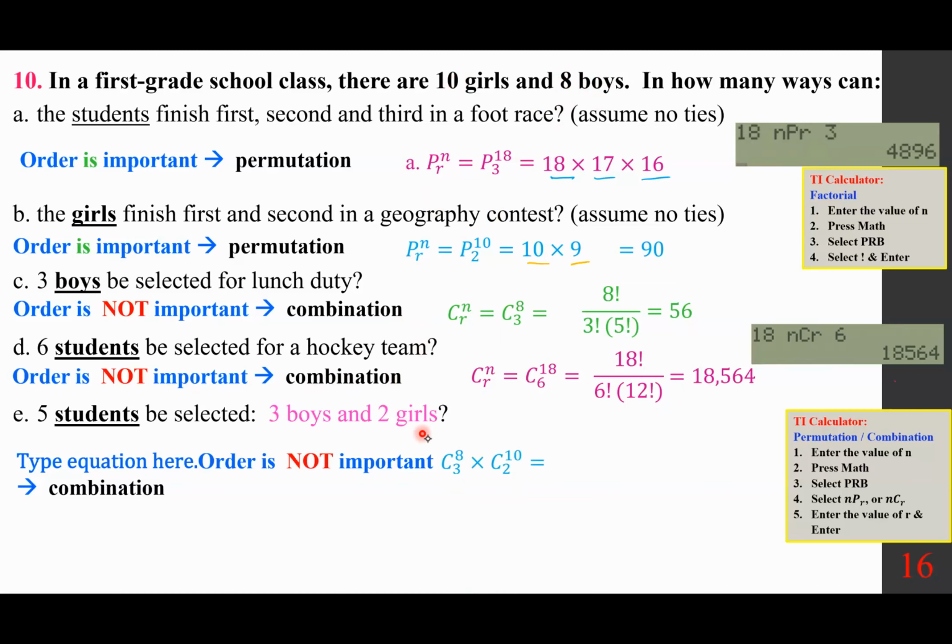Again, you can throw it into a computer or a graphic calculator and come up with the answer. 8 factorial over 3 factorial times 5 factorial. This is 10 factorial over 2 factorial times 8 factorial. You plug it in and you come up with 2520. So that's really not a big deal as far as coming up with the answer. And I hope everybody is okay with that.